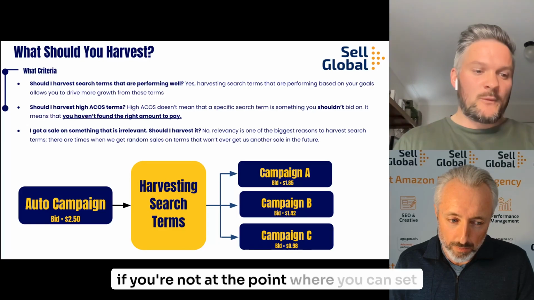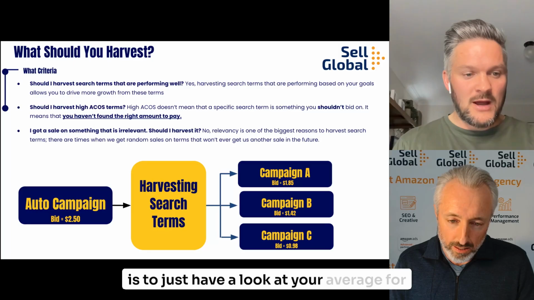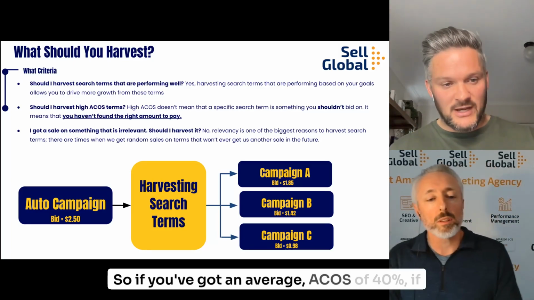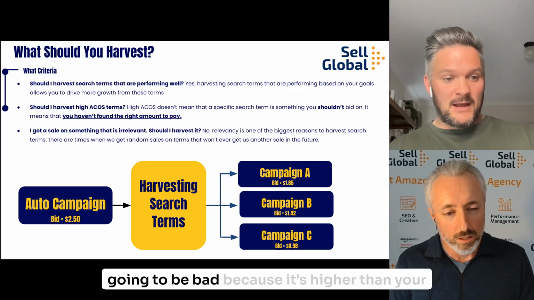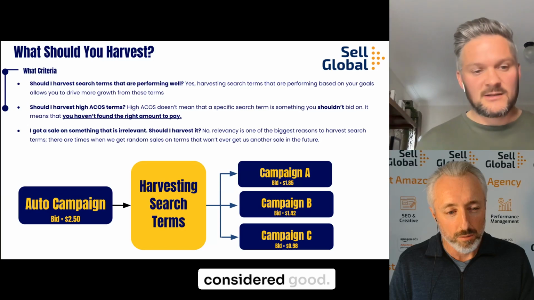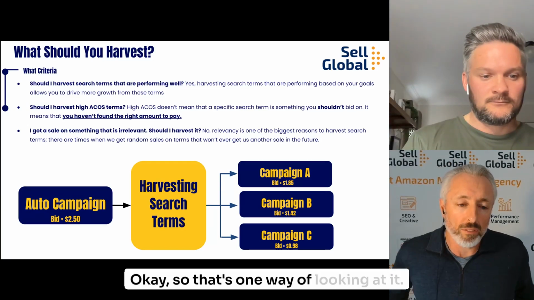If you're not at the point where you can set those objectives, a real down and dirty way is to just have a look at your average for your account, and anything that goes over that amount. So if you've got an average ACOS of 40%, anything over 40% is going to be bad because it's higher than your average, and anything below 40% would be considered good. So that's one way of looking at it.